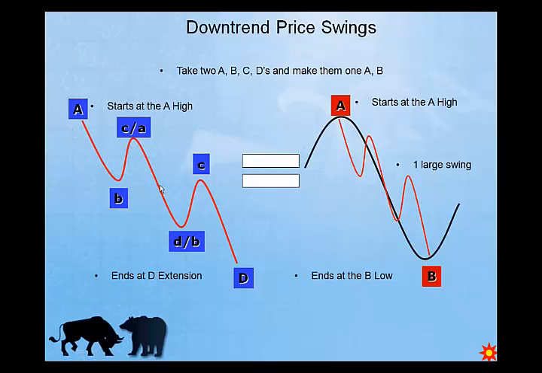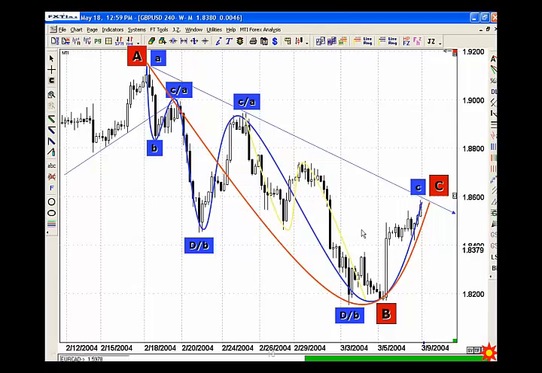And there could be several swings. Look how we had an A, B, C, D, A, B, C, D, but it's all inside of this big A, B. Now let's look at this in the market.